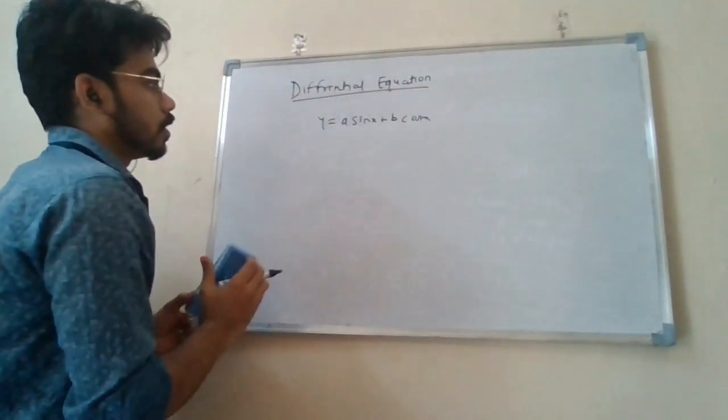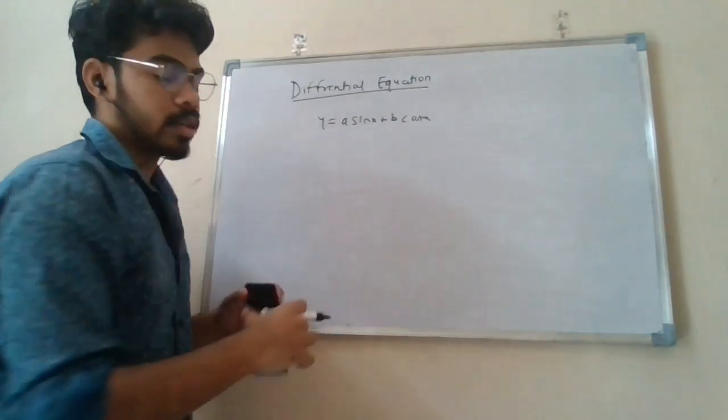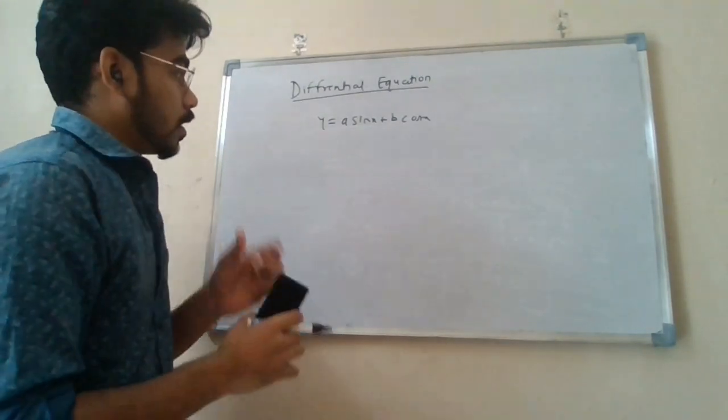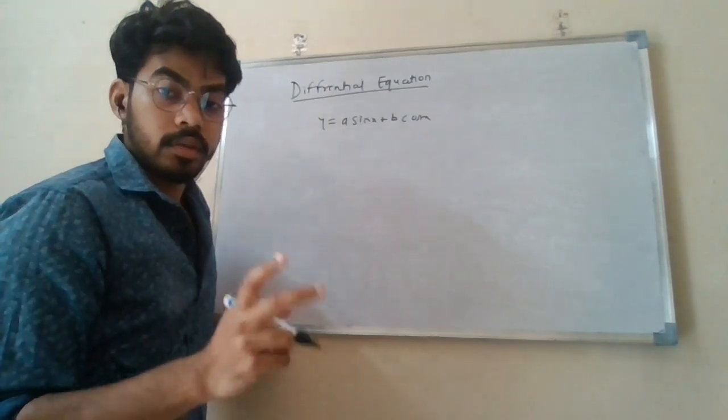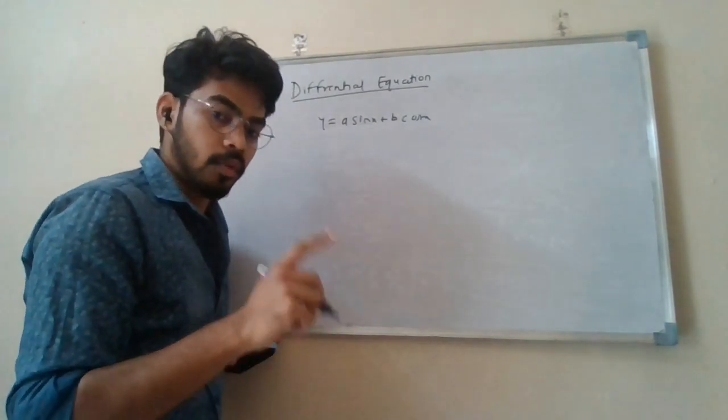Okay, so here if I have the equation like y is equal to a sin x plus b cos x, then a and b are my two arbitrary constants. Then we have to differentiate with respect to x two times.